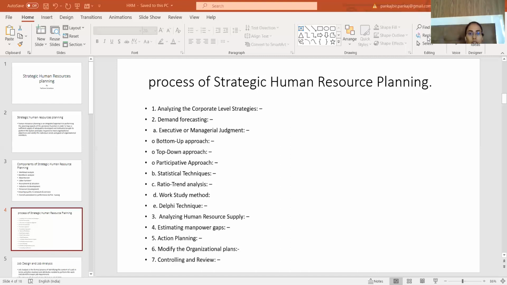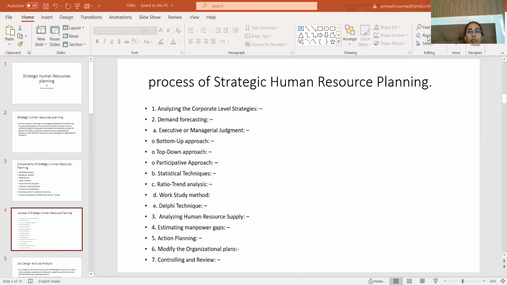So in view of a shortage of certain skilled employees, the organization has to take care of recruitment, and not only the recruitment, it needs to take care of retention of existing employees. So the organization needs to have a plan to retain existing employees and to hire new employees in the organization.